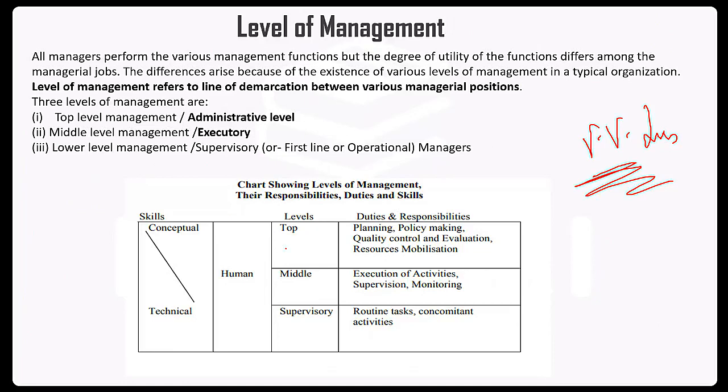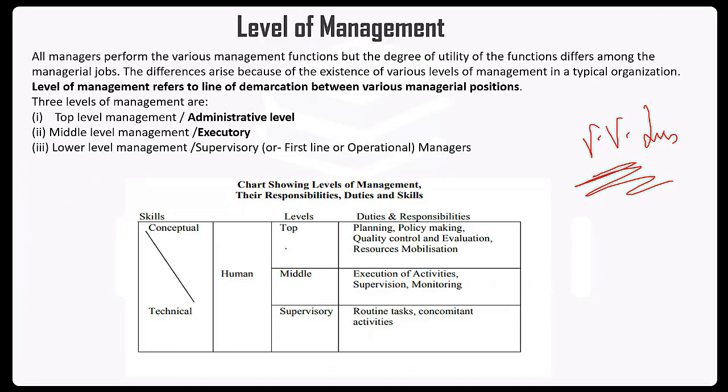There are two factors depending upon the degree of utility. Degree of utility means the way things are being used, or the extent to which authority is being given. The degree of utility of a function differs for different managerial jobs. If I am sitting at the top, I cannot involve myself in day-to-day activities.